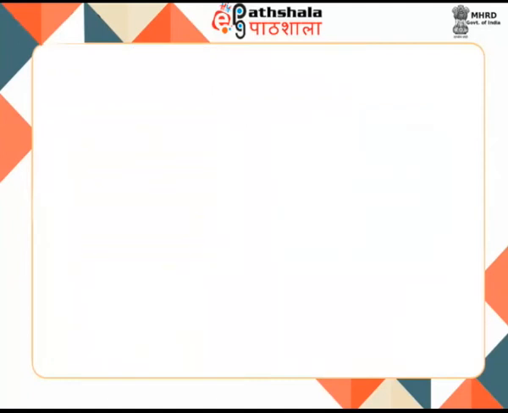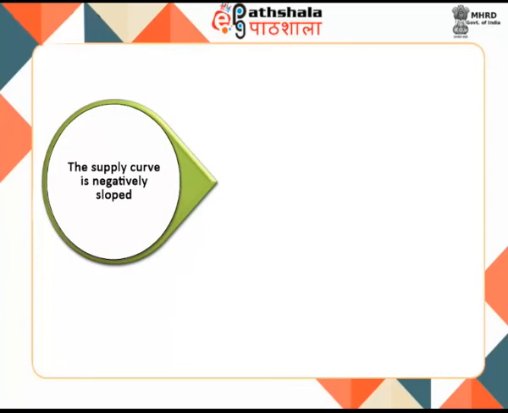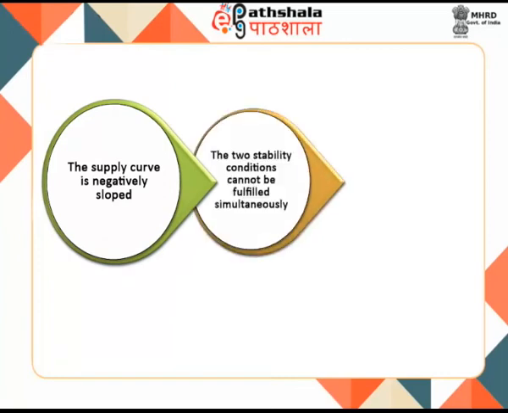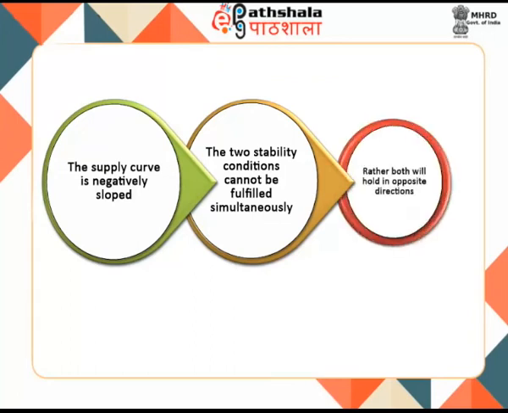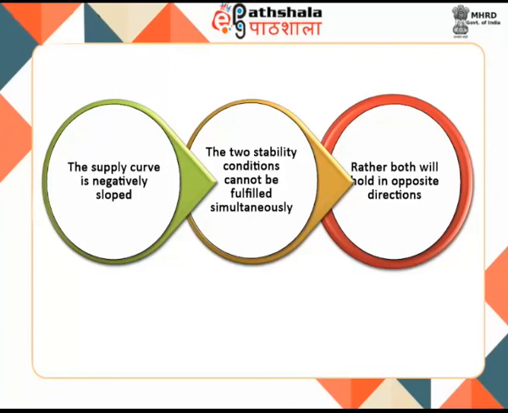In case the supply curve is negatively sloped, the two stability conditions cannot be fulfilled simultaneously. Rather, both will hold in opposite directions. If an equilibrium is stable in the Marshallian sense, then the equilibrium will be unstable in the Walrasian sense and vice versa.